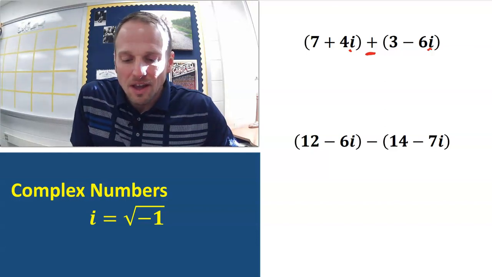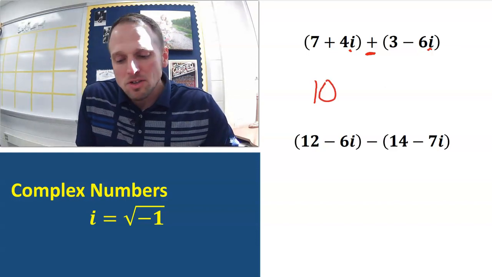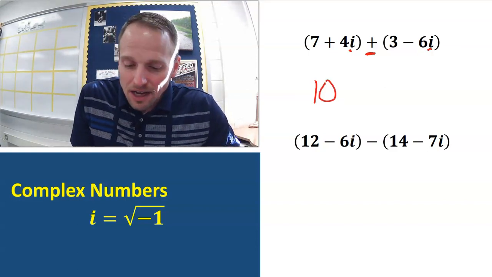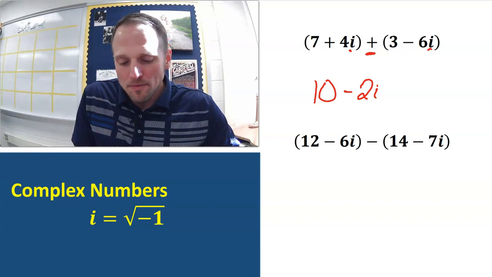We've got a 7 and a 3. That's going to be a 10. Then we have a +4i and a -6i. So that's going to be a -2i. So not bad. Let's look at this next one.